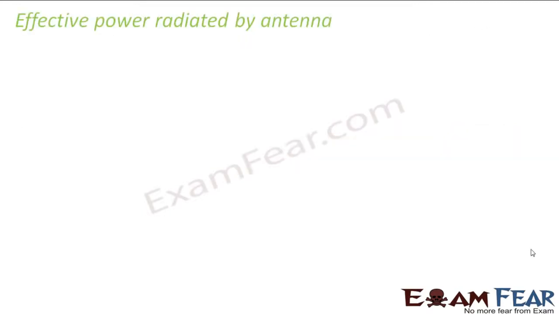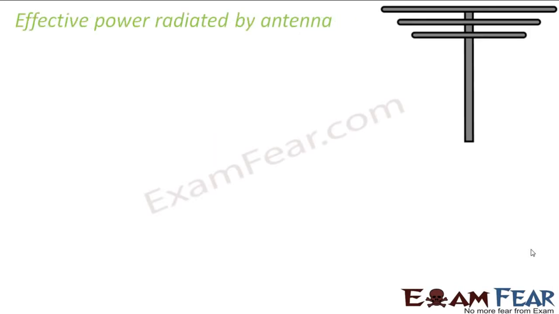Let's look at the second factor, that is the effective power radiated by antenna. So how do we find out the power radiated by an antenna? How do we determine power? Power is nothing but energy per unit time. And what is energy? Energy is nothing but h nu, that is, energy is directly proportional to frequency. And what is frequency? It is nothing but c by lambda. So we can say that energy is inversely proportional to lambda, that is, wavelength.